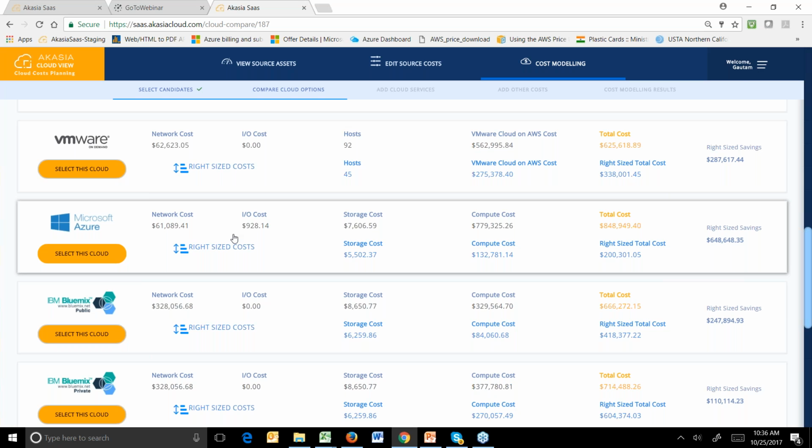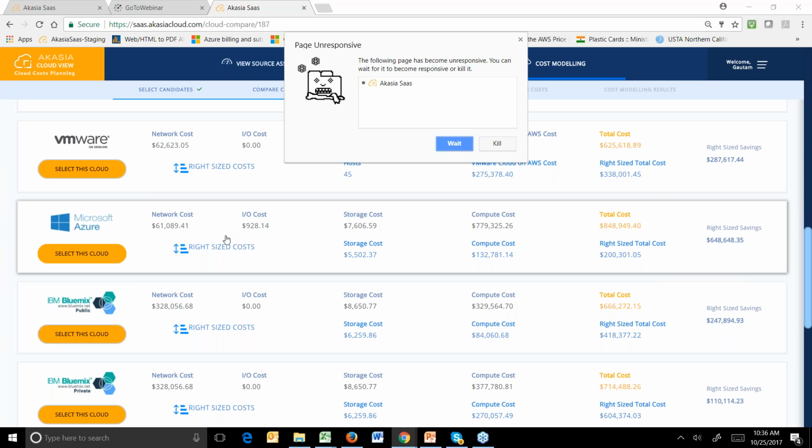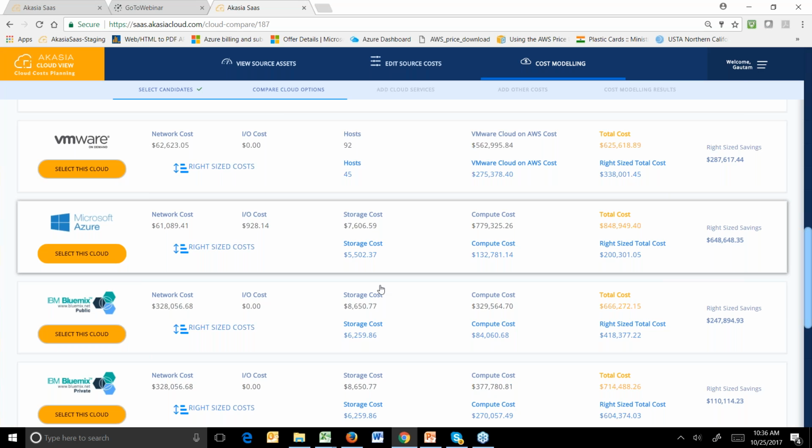Okay. So there are some questions. One of them is, how do you get the pricing for the cloud vendors? How do we get the price?